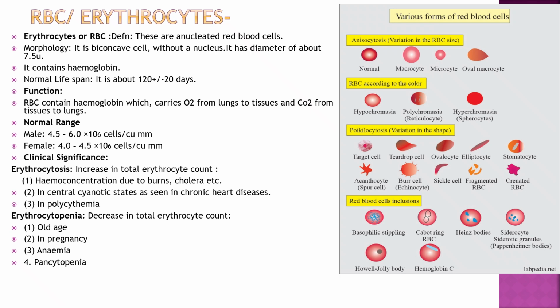If the RBC count is increased above the normal range, it is called erythrocytosis. It is seen in hemoconcentration due to diarrhea or vomiting, burns, cholera, high fever, exercise. In cyanotic states like chronic heart disease, and in polycythemia also we can see erythrocytosis. If the RBC count is below the normal range, it is called erythrocytopenia. It is seen normally in old age, pregnancy, anemia, pancytopenia.